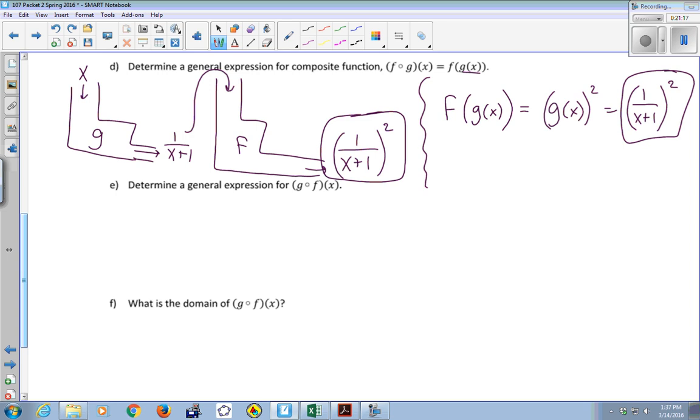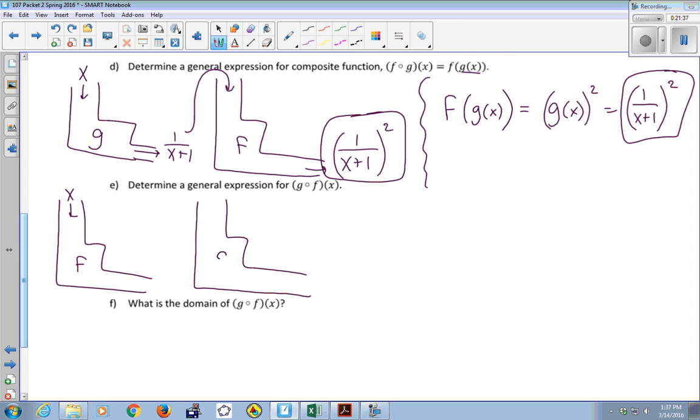All right, let's go the other direction. G composed with F of X. Generic formula if I switch the order of the machines. So I'm going to start with F, putting an X in there. Run F and G successively. Okay, we put an X in F. What comes out? X squared.